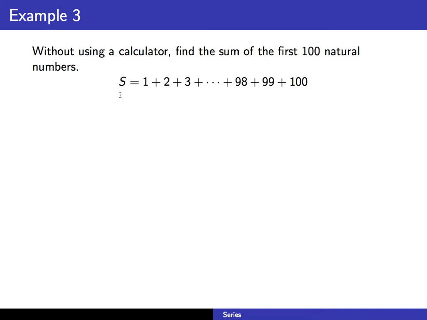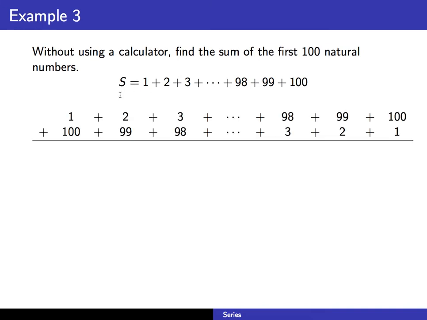Now let's write this sum again, but in reverse order, and add the two sums together. So we have S going from 1 to 100. We also have S going from 100 down to 1. Remember, it doesn't matter what order we add numbers. What we notice here is we have 101, 101, 101. We have a bunch of these sums of 101. In fact, we have 100 of these 101 values.